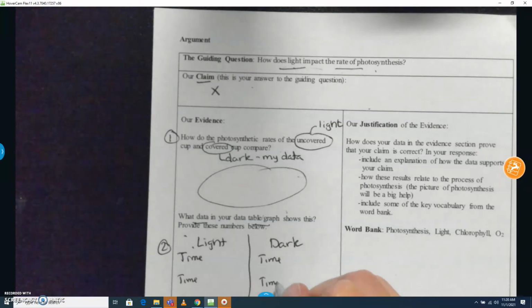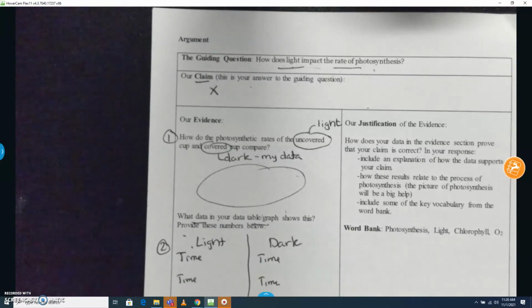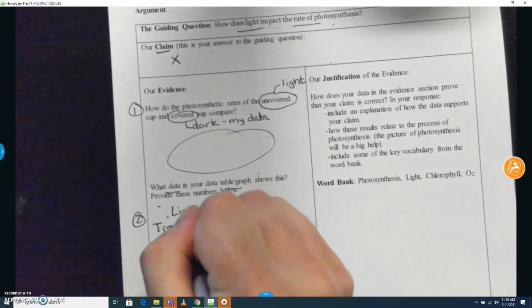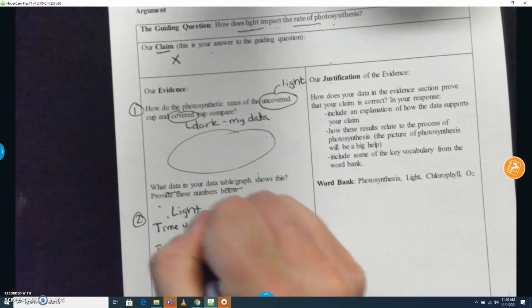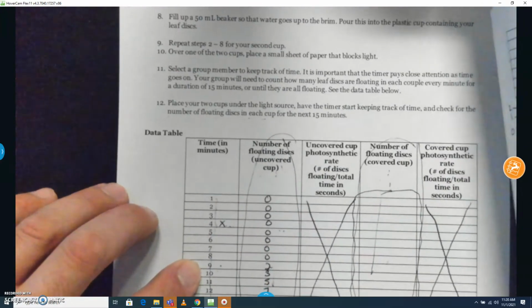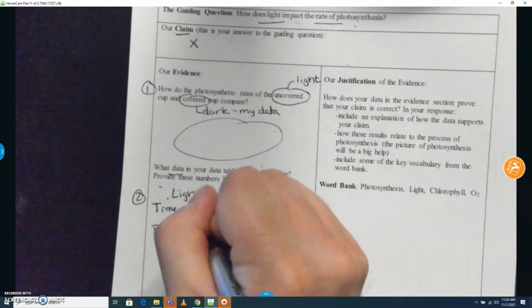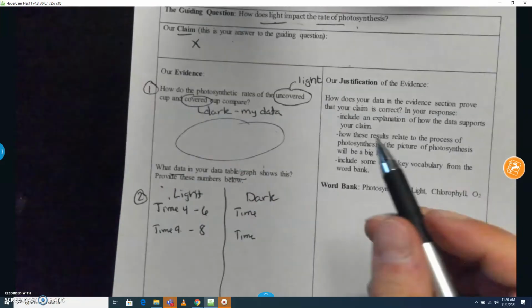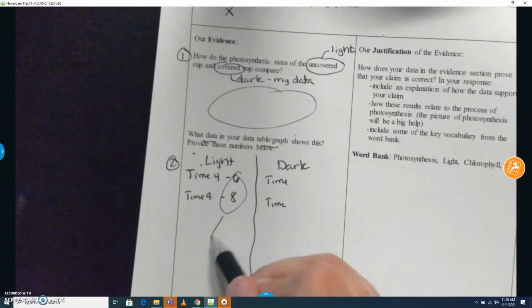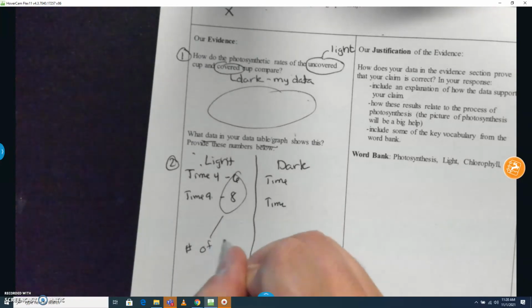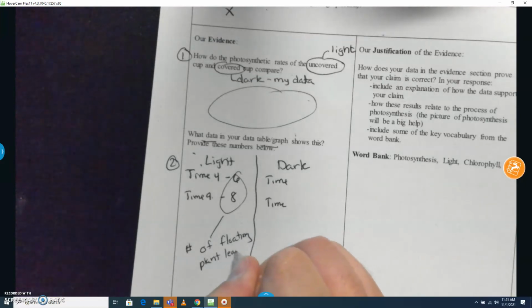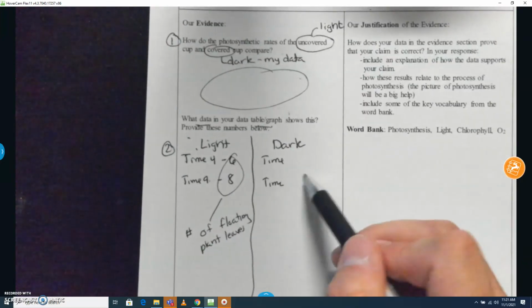time, time, and then you would give me a time, maybe, I don't know, 4, another time for the light, something after 4, maybe like 9, I don't know, and then the number of floating disks. So if you had like 6 floating and like 8 floating, that would tell me how many you had. This is data. Number of floating plant leaves. Repeat for the dark.